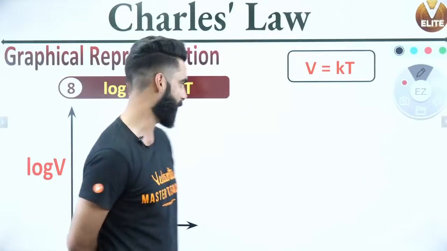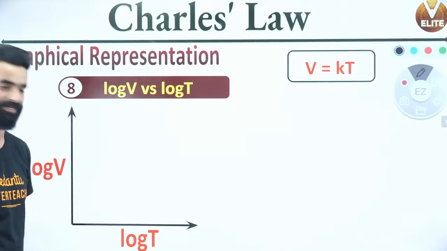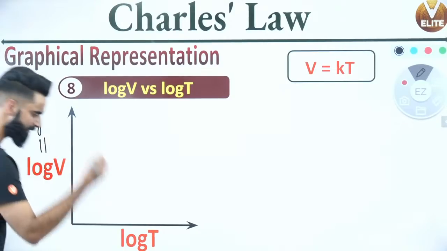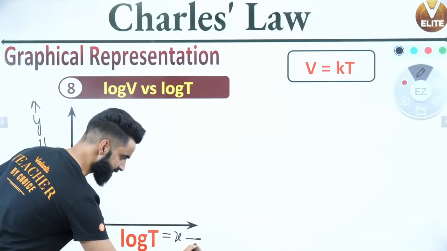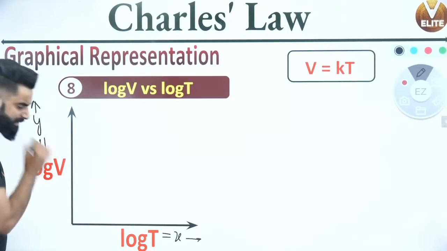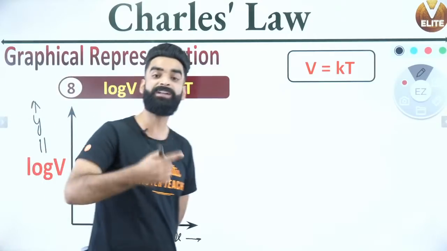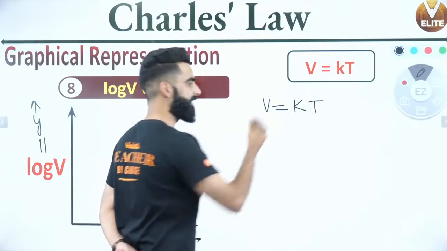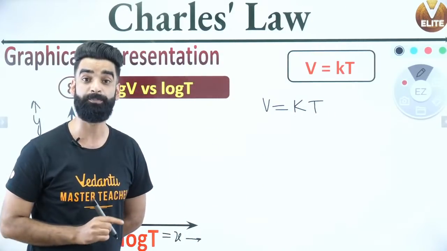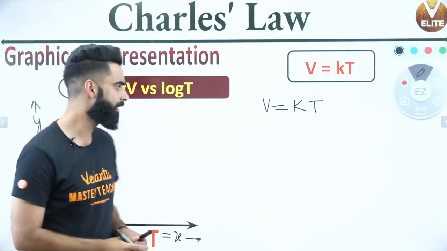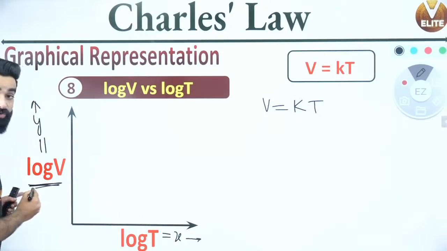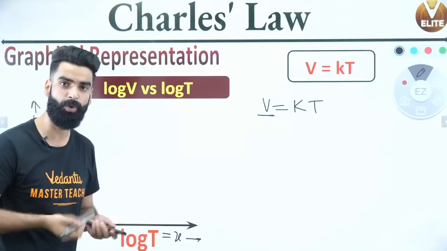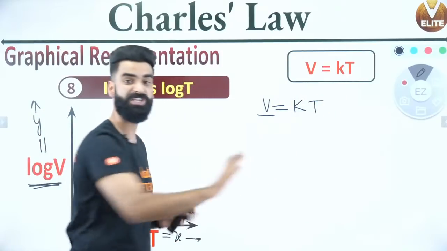Okay. Have a look, guys. Very simple it is. See, I'm plotting this log of V along y-axis and log of T along x-axis. What is my basic equation? We already know that V is equal to KT. Now, people, what am I supposed to do? Over here, along y-axis, I have got log of V, but in my equation, I have got only V. So what am I supposed to do? What do you think? I'll simply multiply this equation by log.